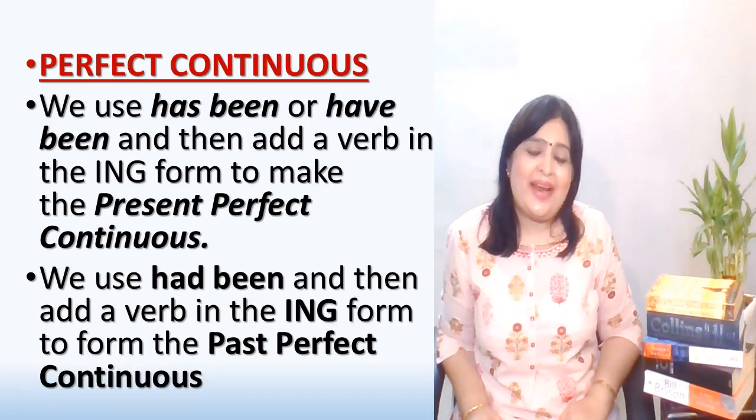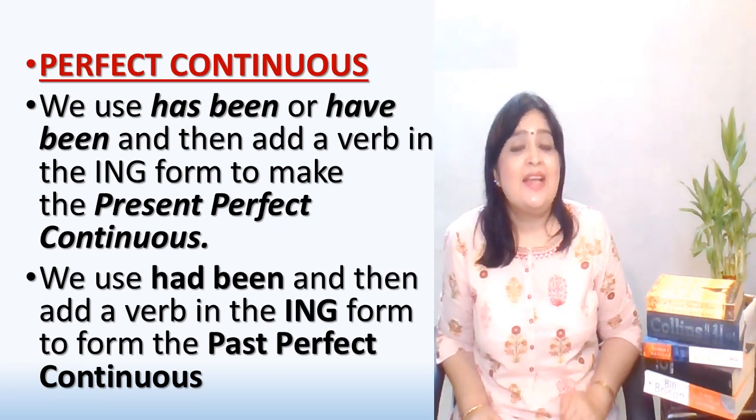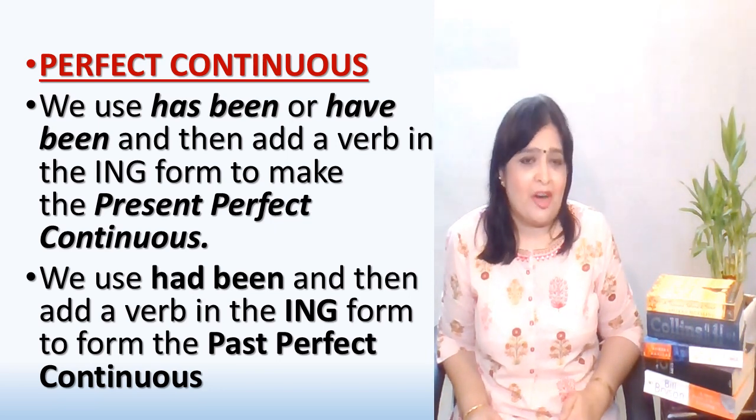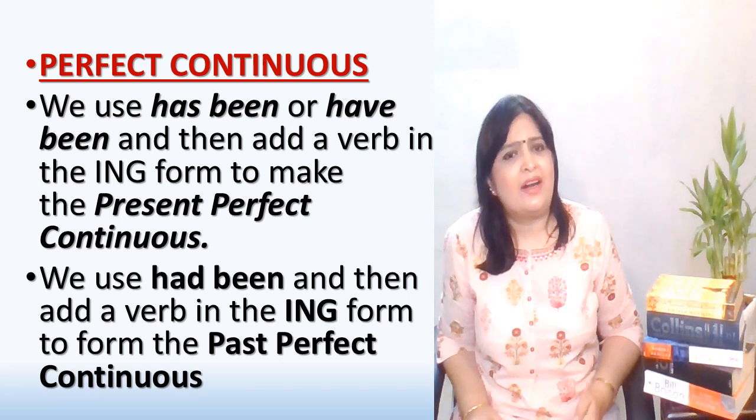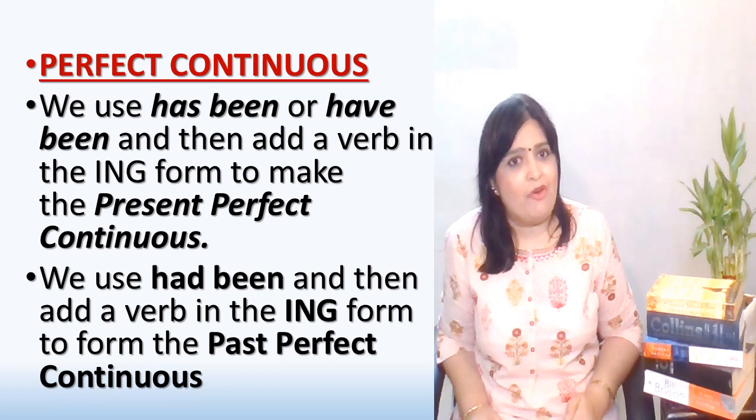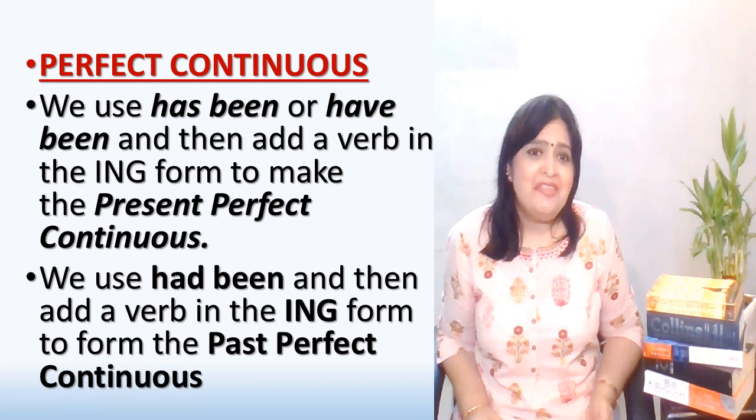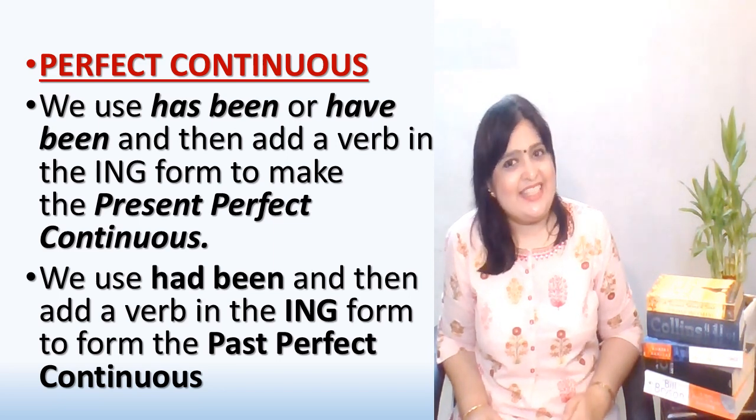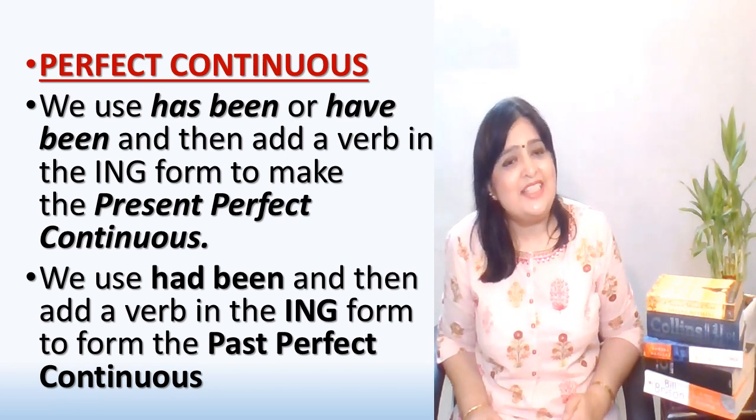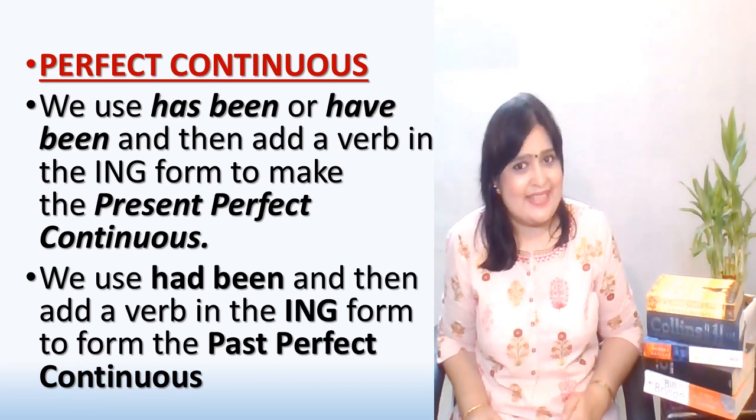Now let us look at the perfect continuous tense, which means we use has been or have been and then add a verb, any verb like work, teach, live, any verb in the ing form. So what is the ing form of work? It is working. Live, living. Teach, teaching. And we use verb plus ing form to make present perfect continuous tense.